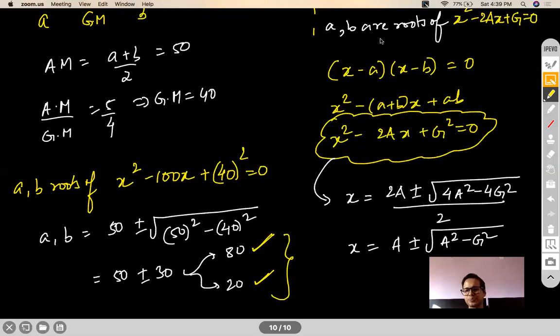Any questions here? Could you explain the quadratic part?